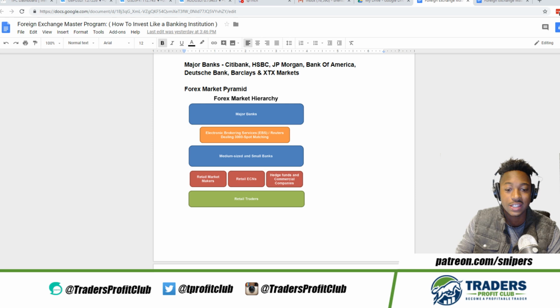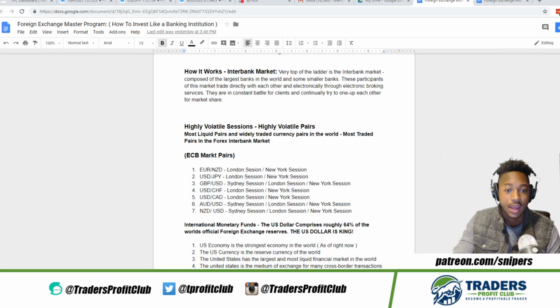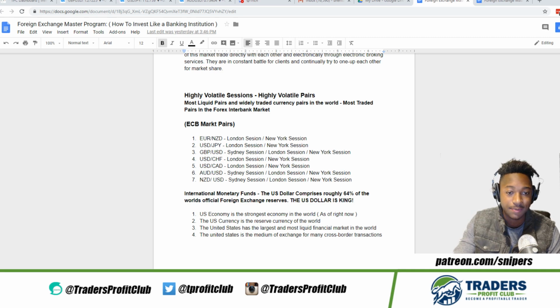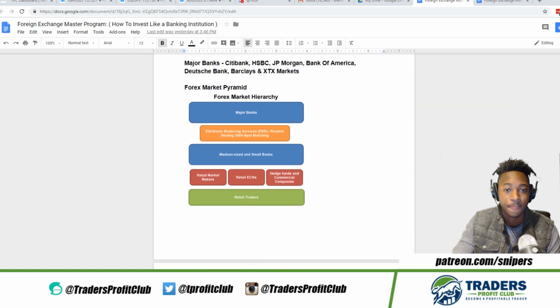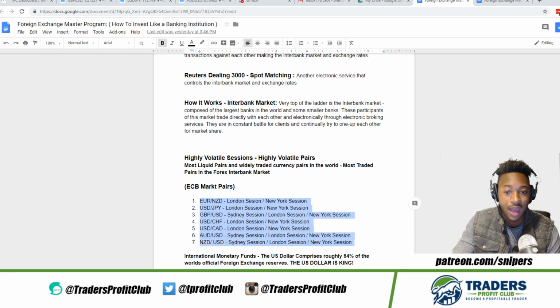The interbank market is essentially what all currency exchange rates are established by. These big institutions, such as Citibank, HSBC, JP Morgan, Bank of America, Deutsche Bank, XTX Markets, and so forth, are the controllers of the market. They are the ones that control the market. So like we said earlier, these are the super banks. This is how they trade the market, okay? These are the most volatile pairs in the ECB market, the electronic connection broker, right? So this is where the big institutional traders are, this is the market. These are the currencies that they value the most, okay?